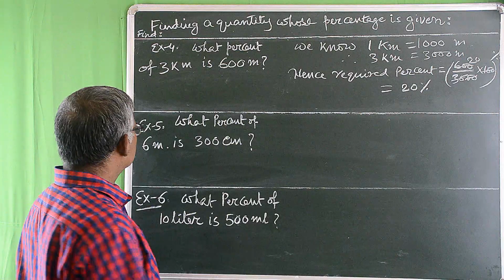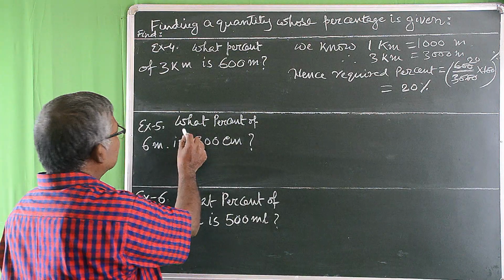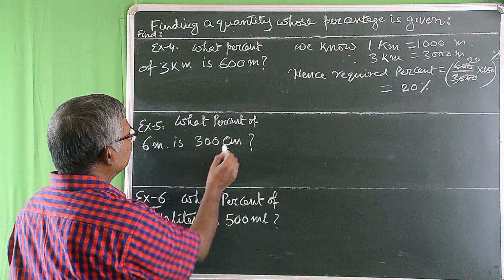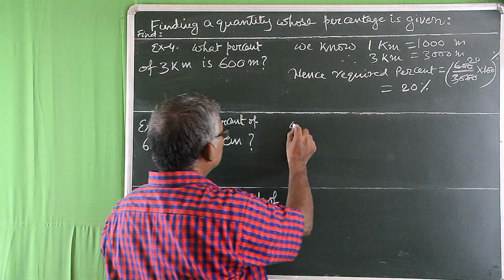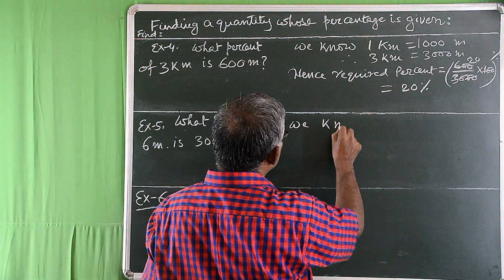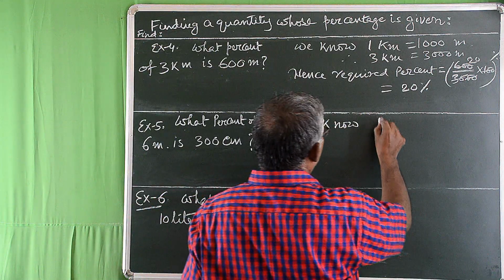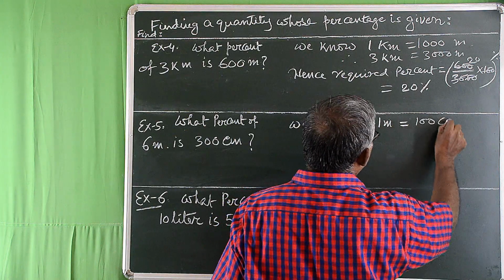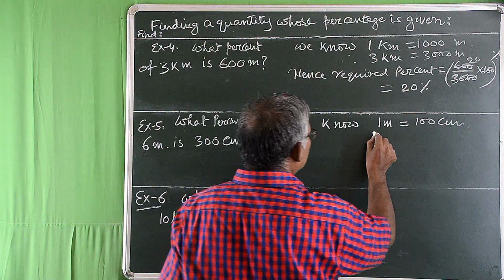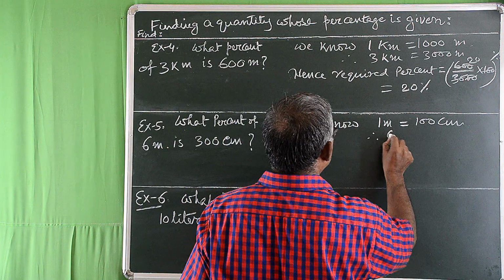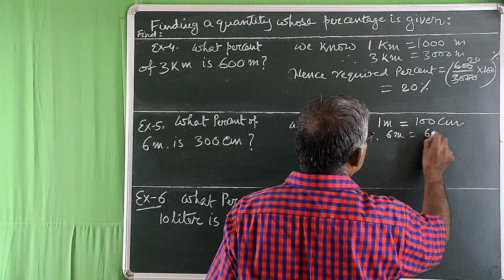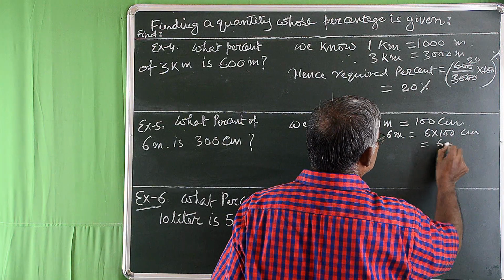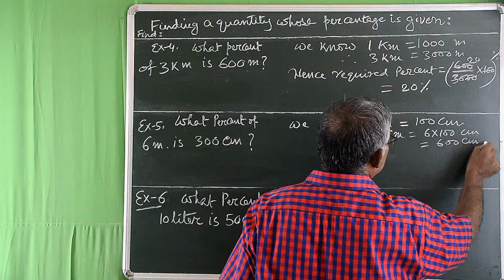Students, let us consider the next problem. What percent of 6 meter is 300 centimeter? We know 1 meter equal to 100 centimeter. Therefore 6 meter equal to 6 into 100 centimeter, that is 600 centimeter.